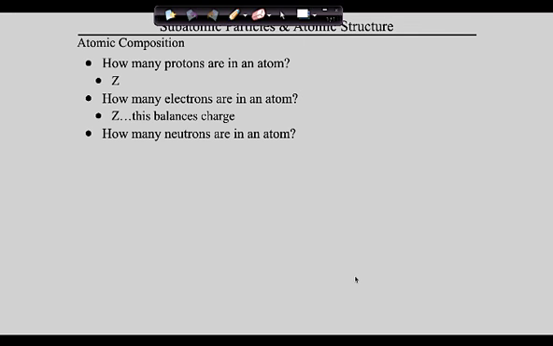What does A tell you? The atomic mass tells you protons and neutrons. So if you just want to know neutrons, what do you got to do? Subtract away the protons, which is what? Z. So guys, if you want to know the number of neutrons in an atom, it's simply A minus Z. The atomic mass minus the atomic number gives you the number of neutrons. All right, you guys good?